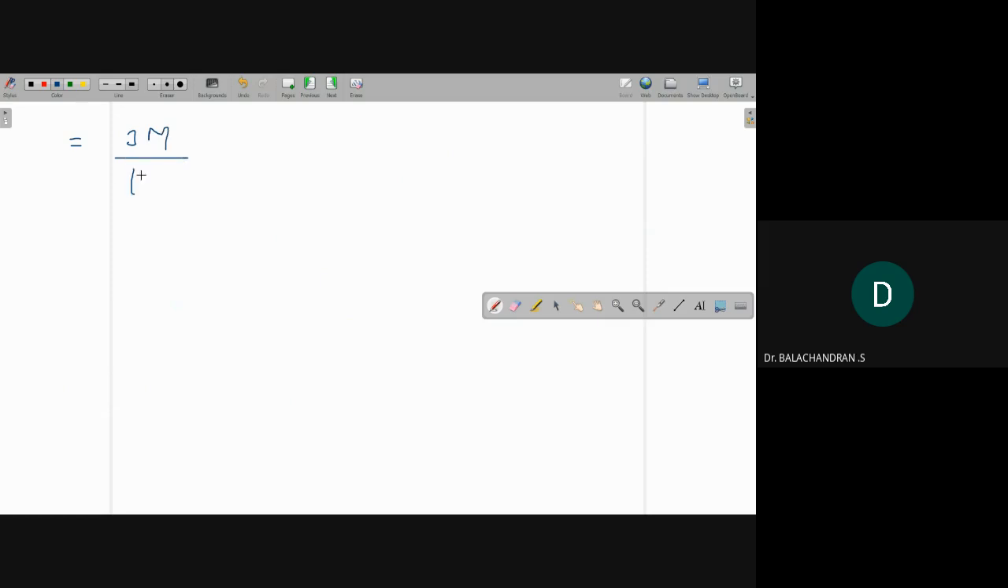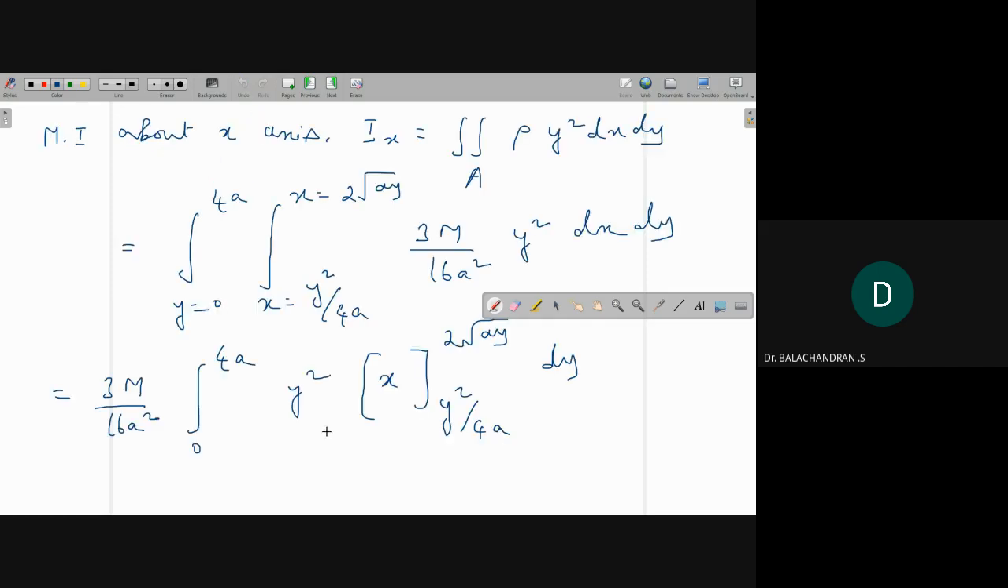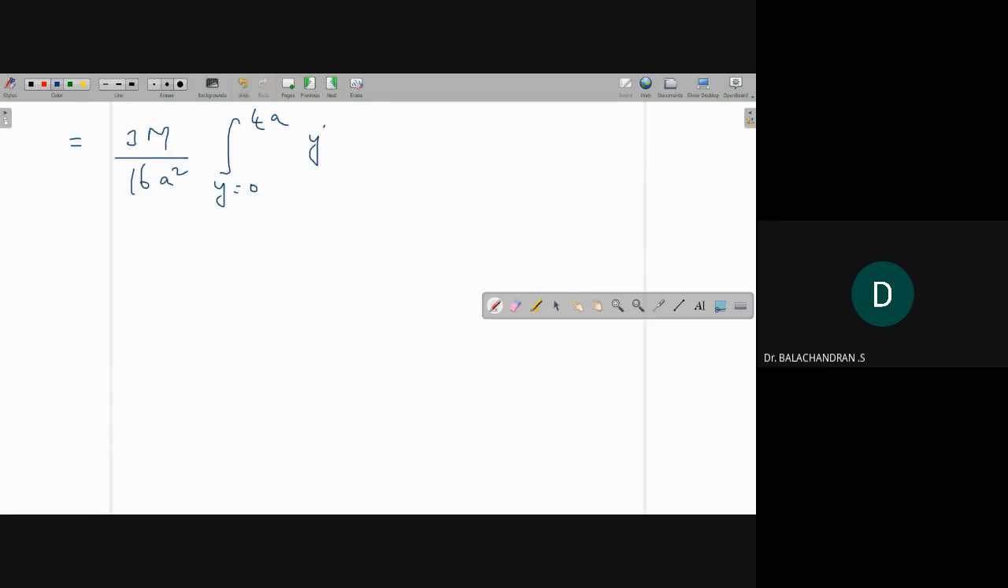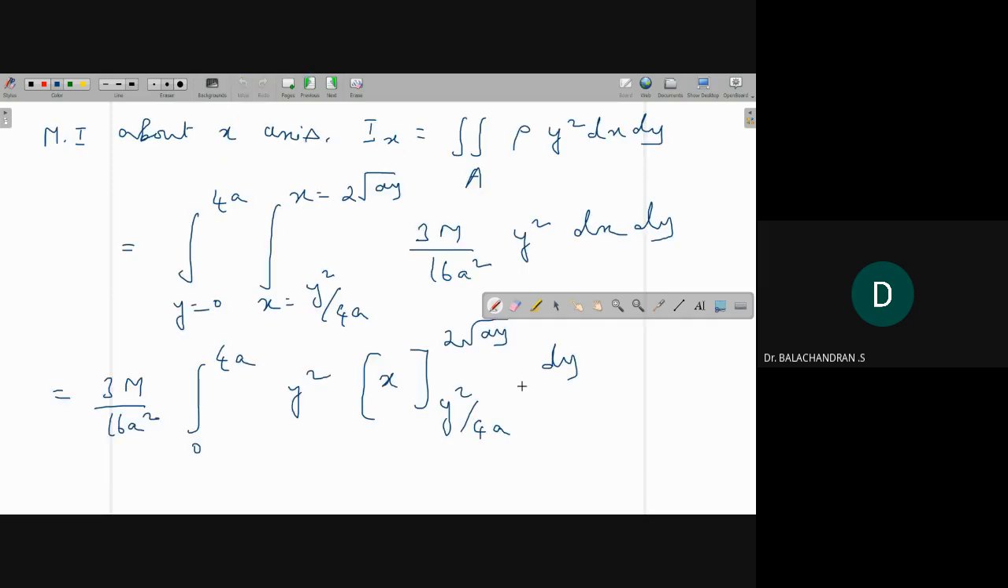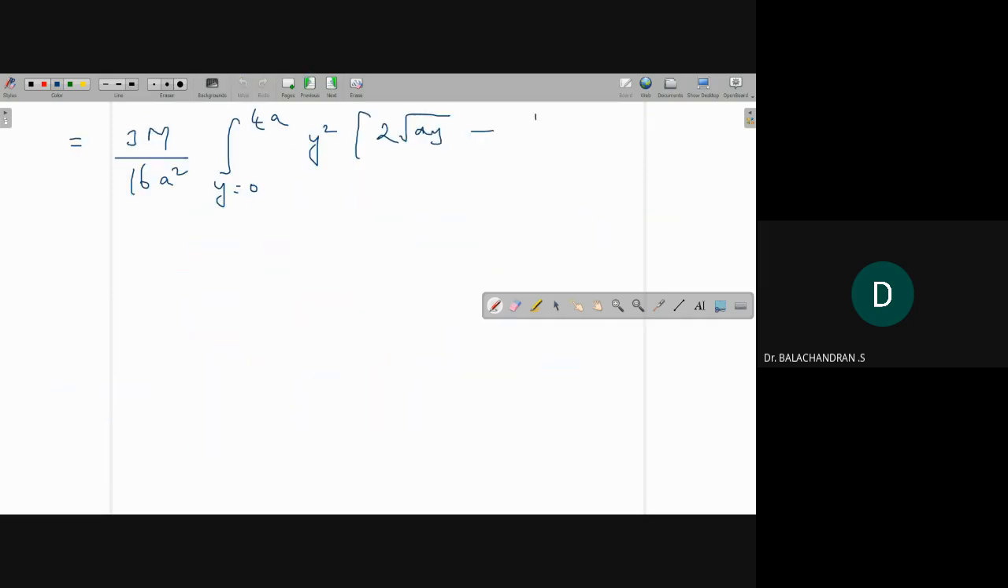3m by 16a square, integration y equal to 0 to 4a, y square into 2 root ay minus y square by 4a into dy.